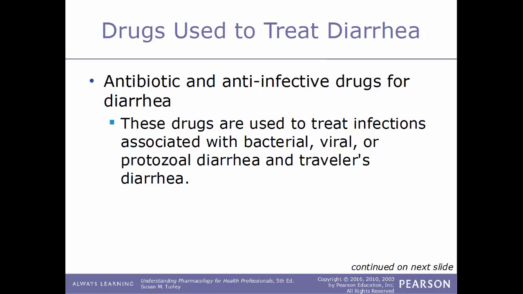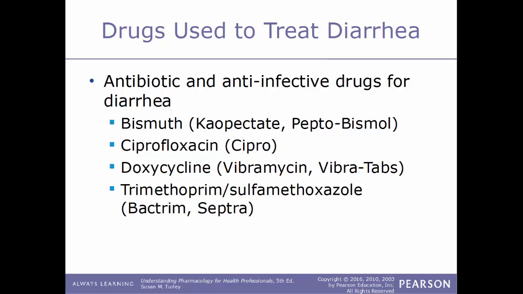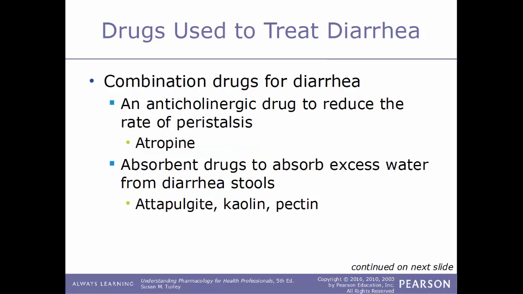Antibiotic, anti-infective drugs that treat diarrhea. These are drugs that are used to treat infections associated with either bacterial or viral or protozoal diarrhea, and also traveler's diarrhea. Some examples of this class of drug would be bismuth, which is sold under the name Kaopectate or Pepto-Bismol; ciprofloxacin, which is sold under the name Cipro; doxycycline, which is sold under the name Vibratabs or Vibramycin; and the last example here, trimethoprim or sulfamethoxazole, and this is sold under the name Bactrim or Septra. It's common to see combination drugs that are used to help treat diarrhea.